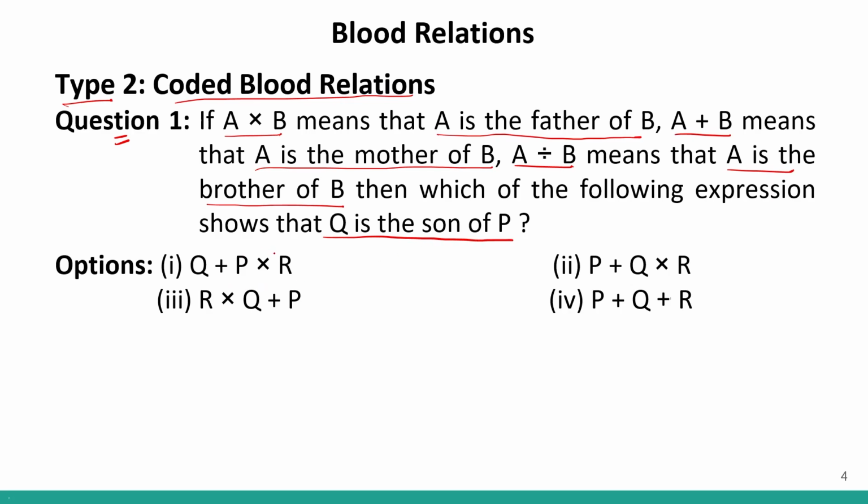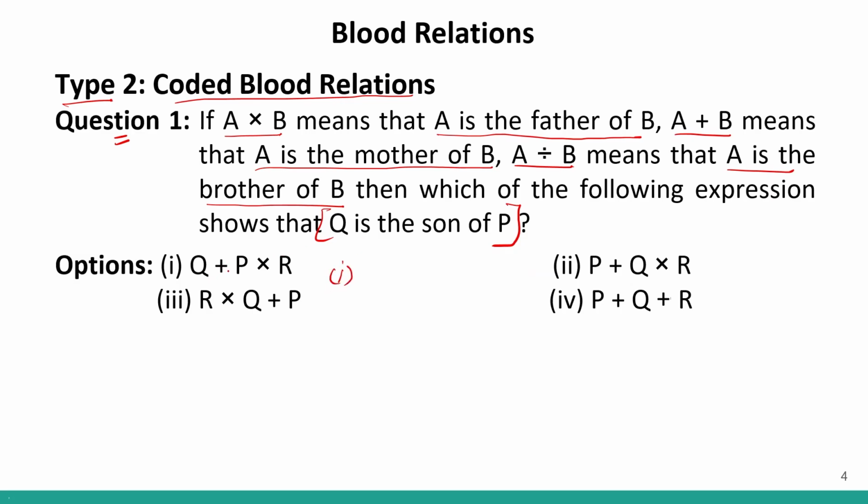So basically what do we have to do? We have to check each option. We have to make a small family chart. Correct? And based on that family chart, we have to identify in which option this relation is being represented. So Q is the son of P. This should be the derived relationship in any one of the options. Okay, so let us start with option number 1.